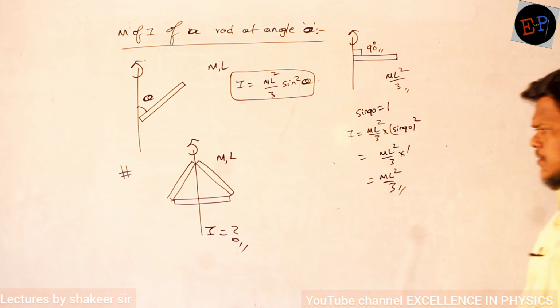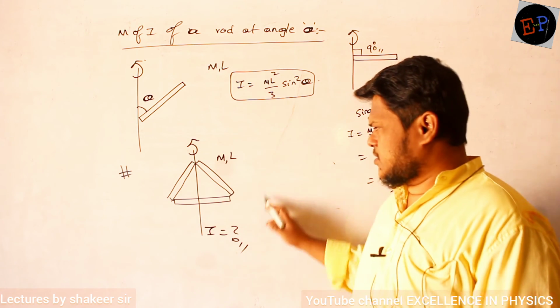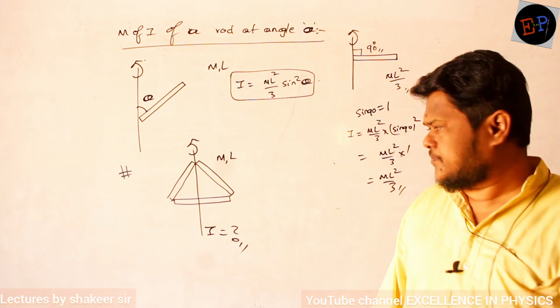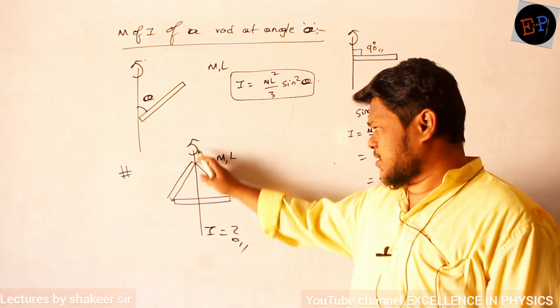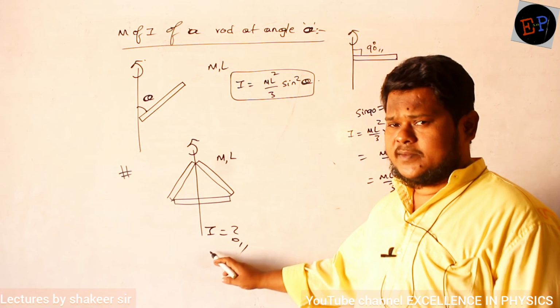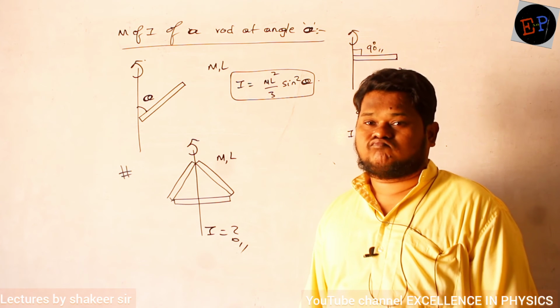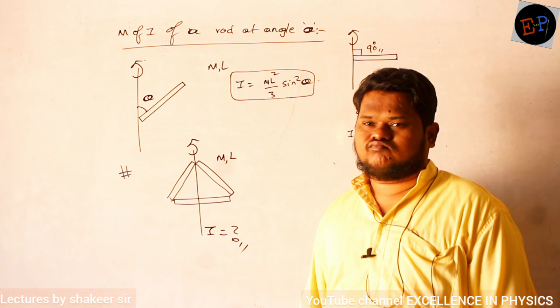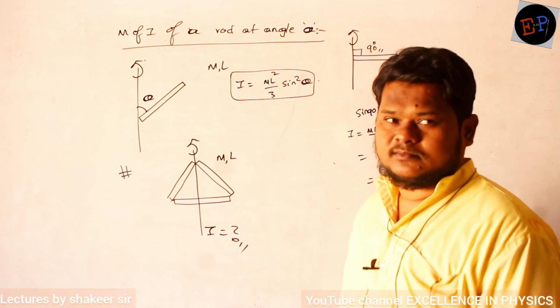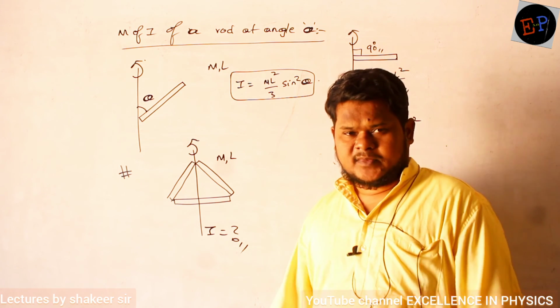Are you able to understand? So this is the arrangement of the 3 rods, but the axis is passing like this. Then how can you find the moment of inertia? How do we do it? Add I1, I2, I3, that's all.